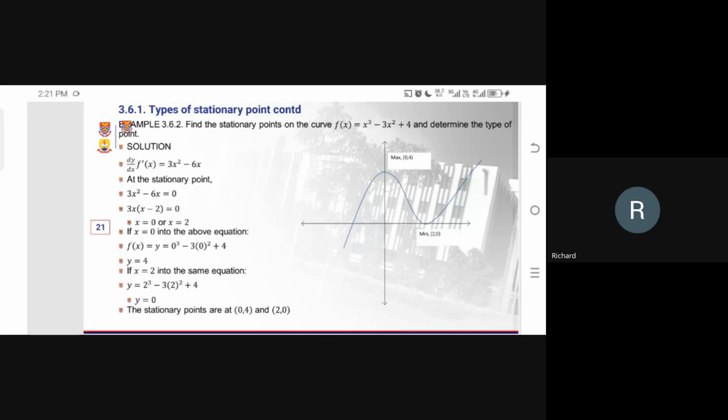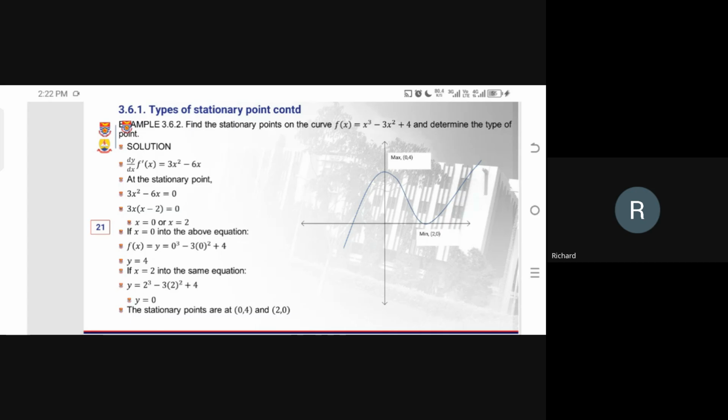It's going to be 0 and 2, right? So when x is 0, you put it in the main equation, you realize that your y will be 4. When x is 2, you put it in the main equation, you realize that your y will be 0. So you would have two stationary points: (0, 4) and (2, 0).